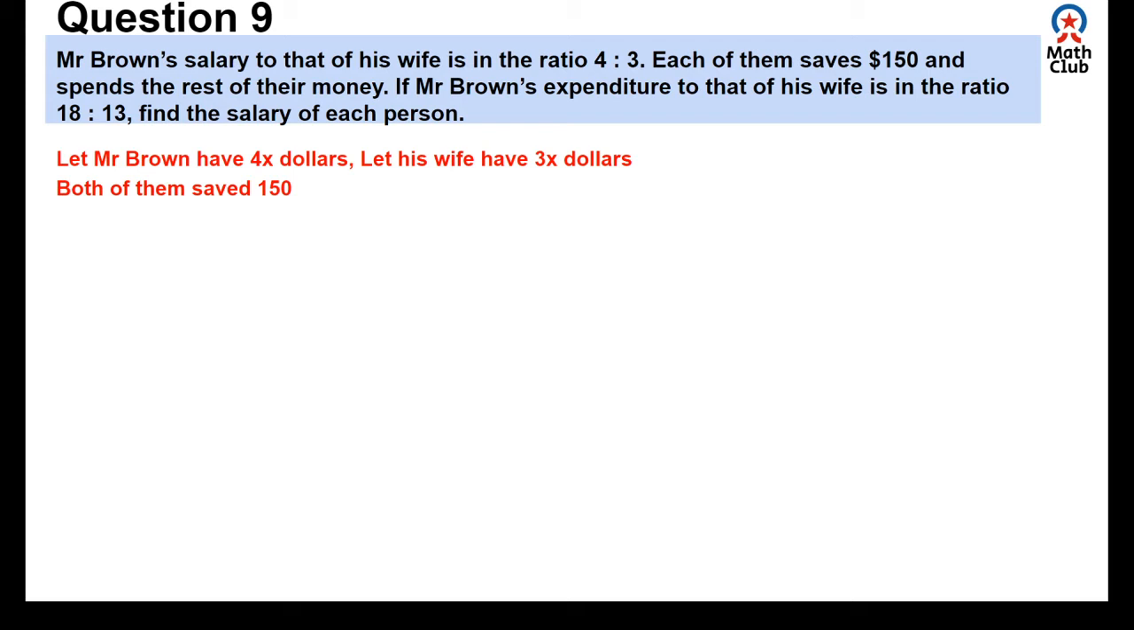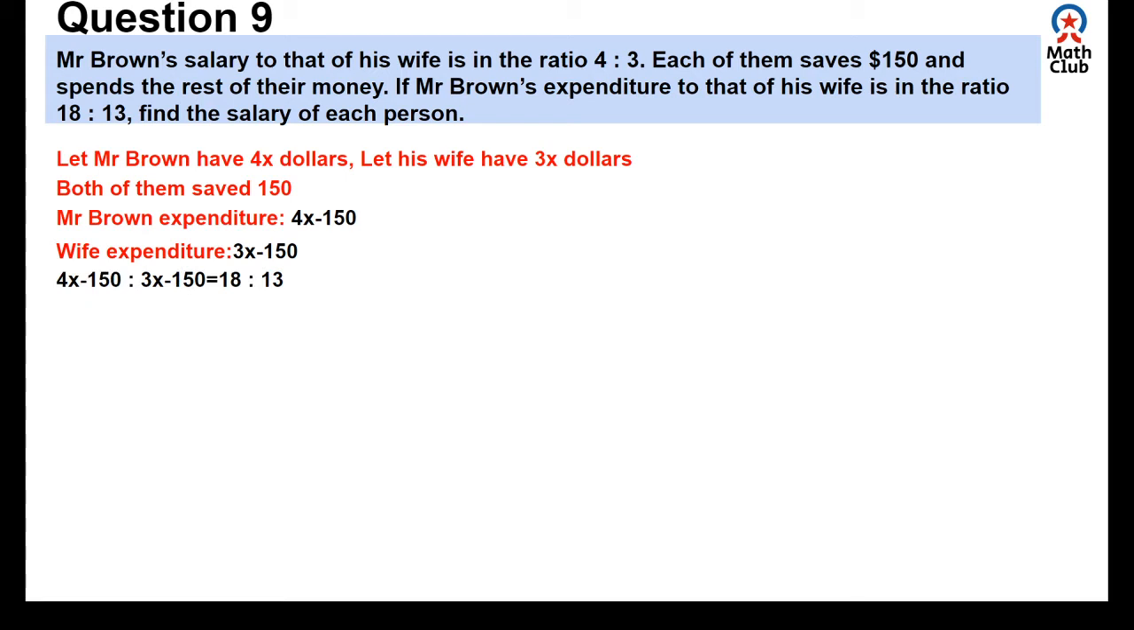So you know that when you save $150, the rest will be your spendings, or rather your expenditure. And it's an expenditure that is in the ratio 18:13. So we have to find both of their expenditures. Mr. Brown's expenditure will be 4x minus 150 because he saved $150, and his wife's expenditure will be 3x minus 150. So over here we can form an algebraic statement, which is 4x minus 150 is to 3x minus 150 is 18 is to 13, right?